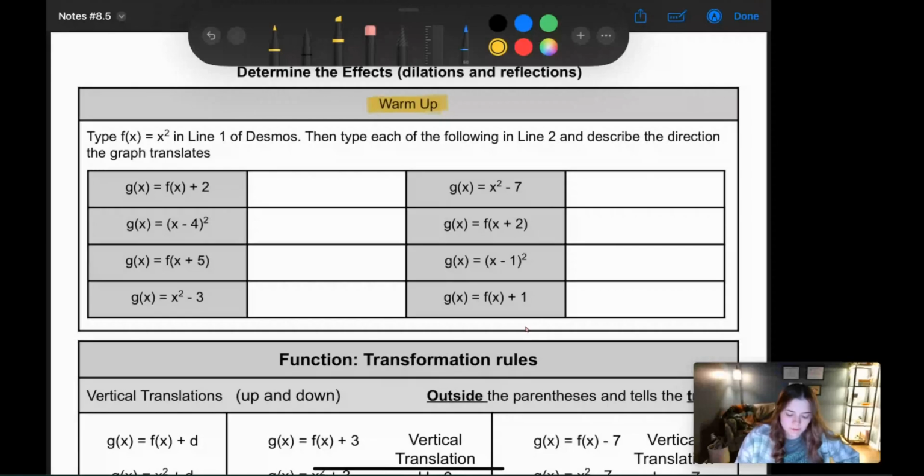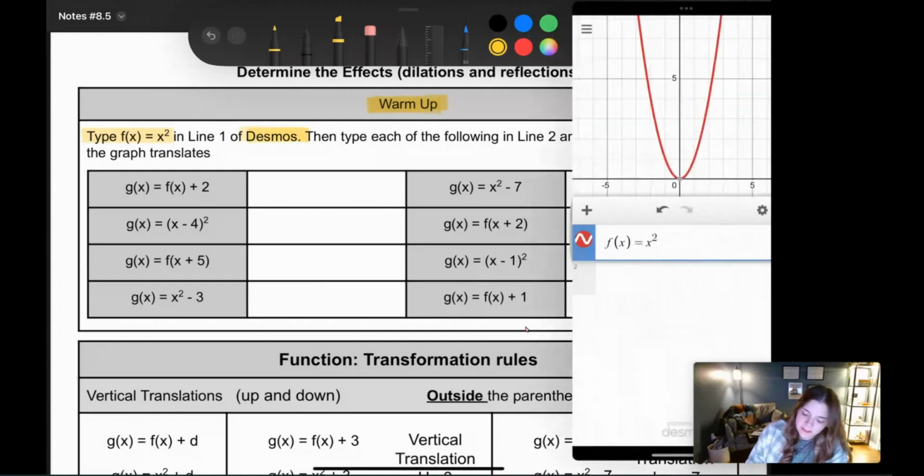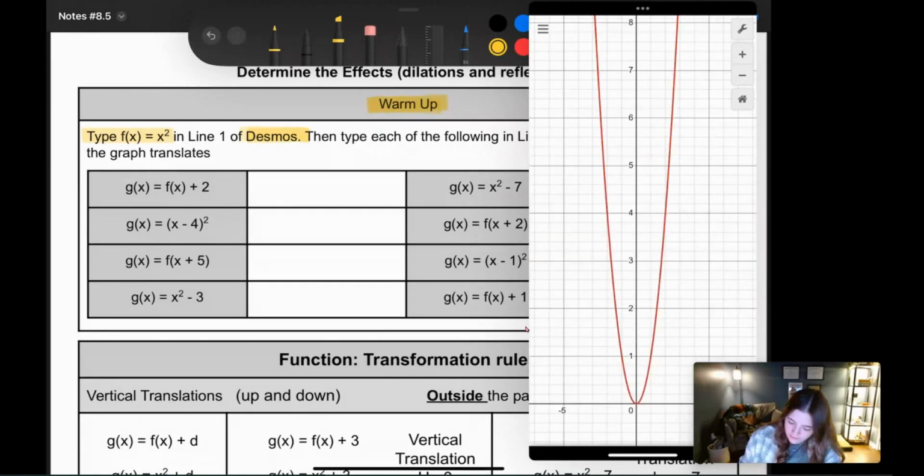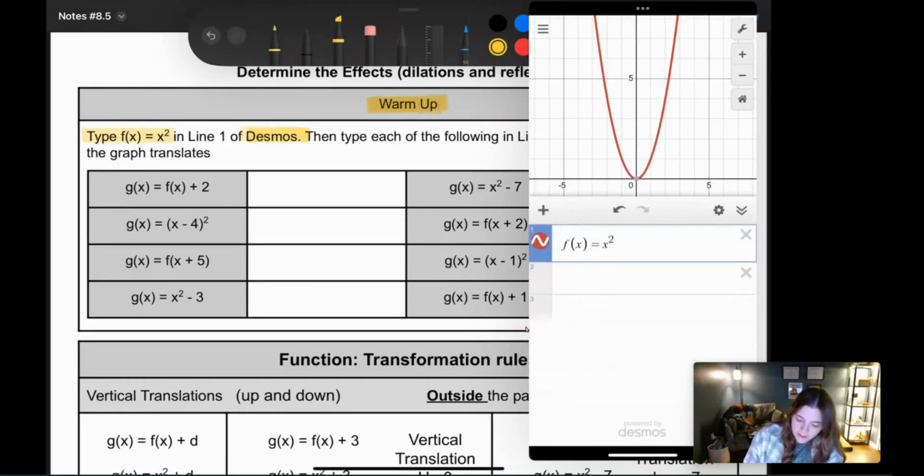So this first one, it says type f of x equals x squared into line 1 of Desmos. So you're going to open Desmos, and you're going to type that in just like it said to, and it's going to show you this graph here. I can close it, but that's what the graph looks like. Notice where it's at. Notice where your vertex is at. Where does it say your vertex is? 0, 0.